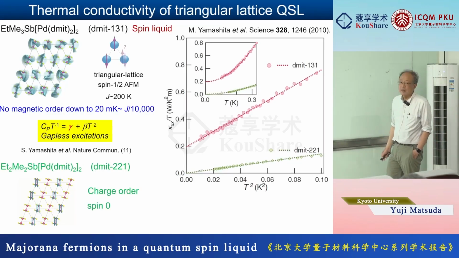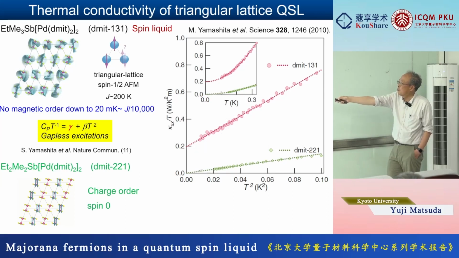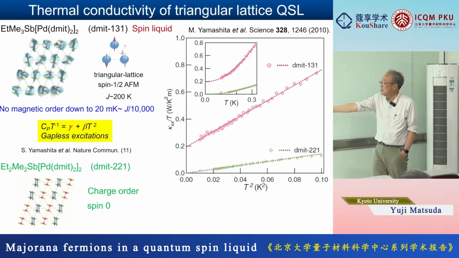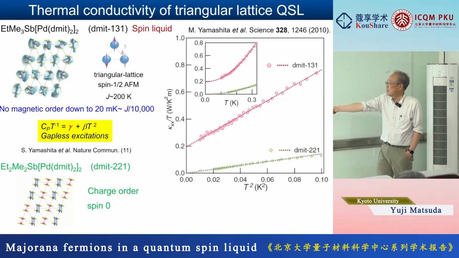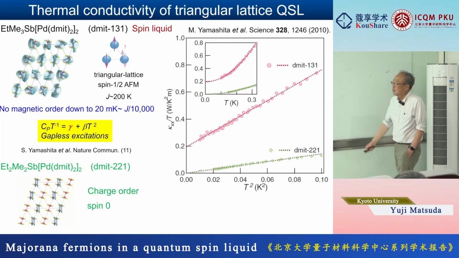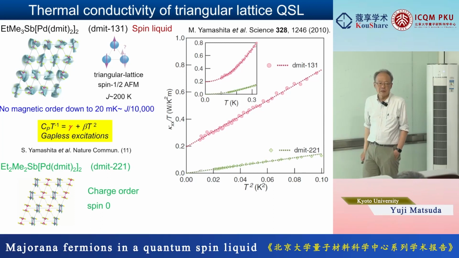Okay, let me show you one example. Here's one example of the thermal conductivity of a triangular lattice. This organic compound, DMIT, has a triangular lattice, and the exchange constant is nearly 200 Kelvin. Nevertheless, no magnetic order occurs down to 20 millikelvin, which is nearly 10,000ths of J. And the specific heat shows gapless excitations, with a gamma term similar to a metal.